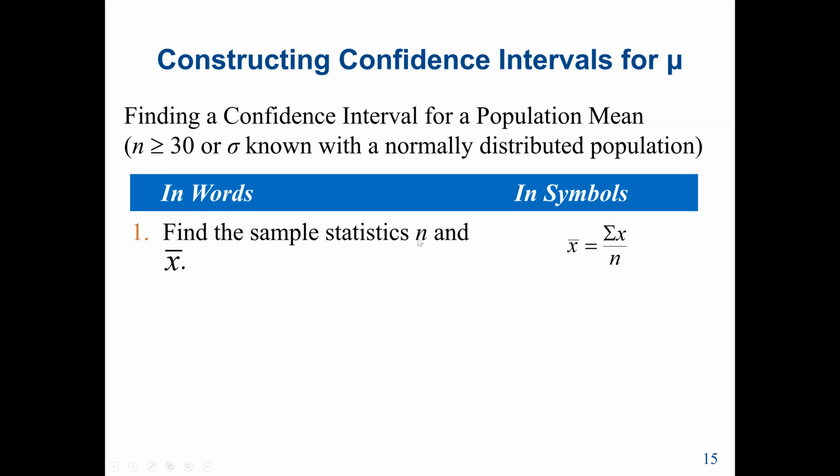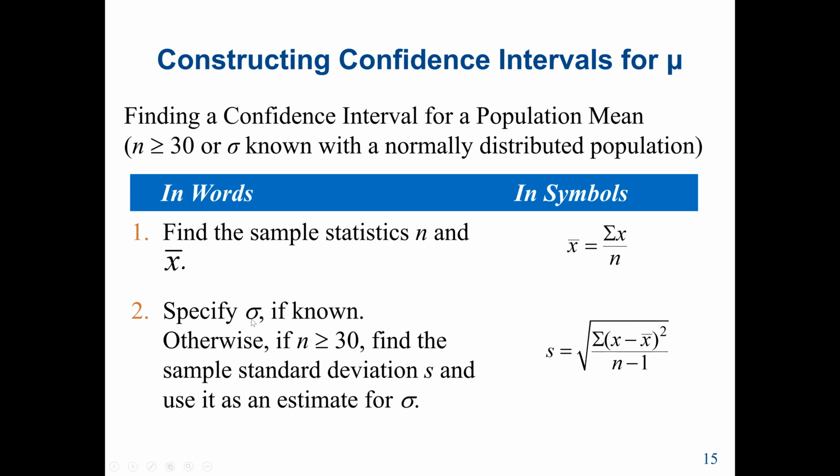Normally the n is always given. So that will be the sample mean, x bar, which is the total of x divided by the sample size. Next we specify the standard deviation for the population if we know it. Otherwise, if n is greater than or equal to 30, we can find a sample standard deviation s and use it as an estimate for the population standard deviation. But in our question here, the population standard deviation was given to us, so we don't need to find the sample standard deviation.